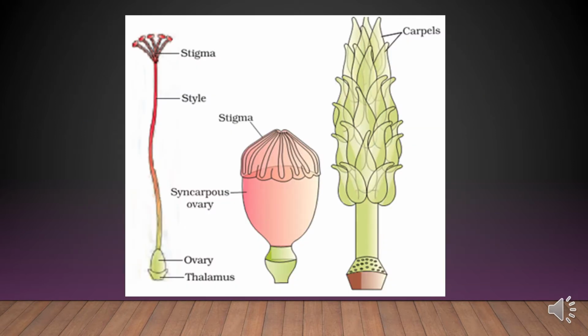You can see in the diagram, the first one is a single pistil. In the second one you can see more than one pistil. Then a syncarpous ovary is also there, and the last one is the apocarpous condition. That is the diagram of multicarpellary and monocarpellary and the condition of syncarpous or apocarpous.